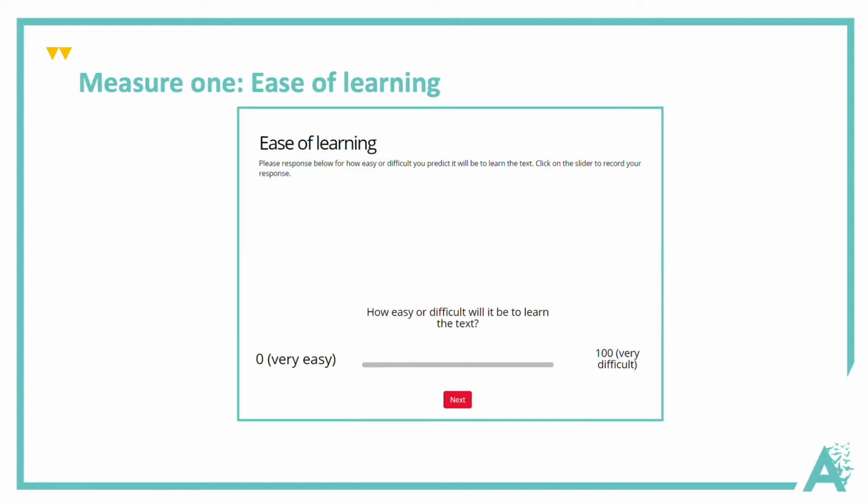The first measure was the participant's estimate for ease of learning. They were shown an example of the text they would read for 2 seconds. The text was an example from the group they had been randomly allocated into. Ease of learning was measured on a scale of 0 to 100, with 0 meaning it would be very easy to learn, and 100 meaning it would be very difficult to learn.